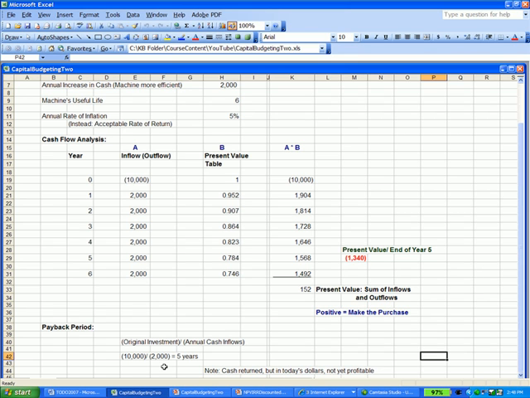Now you'll notice something interesting. We're going to get back our original $10,000 at the end of 5 years. And if you look at the note here, our cash is returned, but in today's dollars, we're not yet profitable. And here's what I mean. If we add up the present value of the $10,000 we pay out in year 0 and the present value of the payments in years 1 through 5, you'll see that the present value of those flows is actually negative. So although we get our cash back in 5 years, if we adjust the inflows and outflows to today's dollars, it's actually negative.